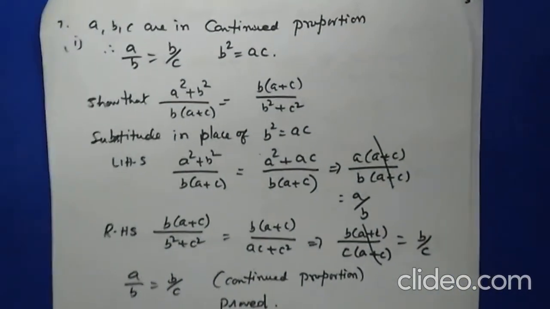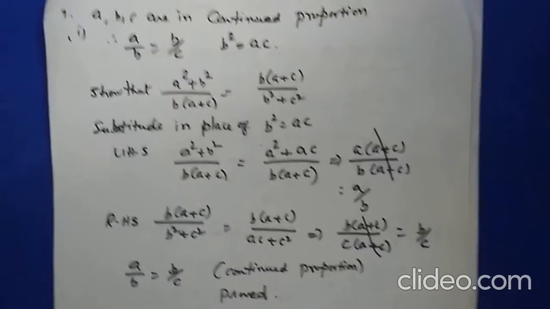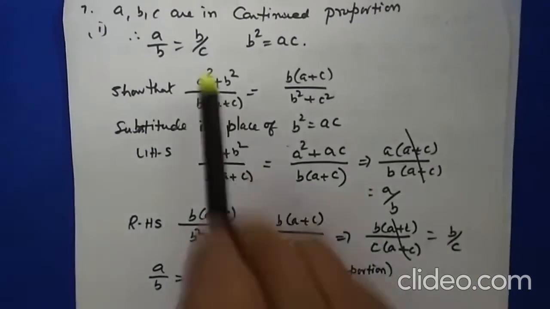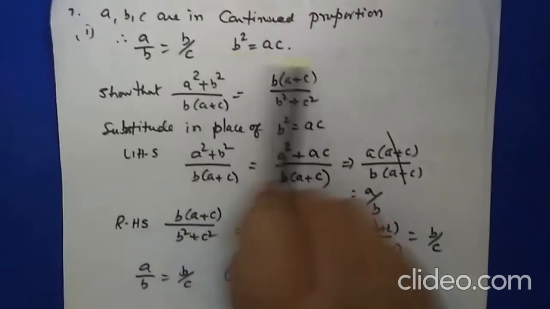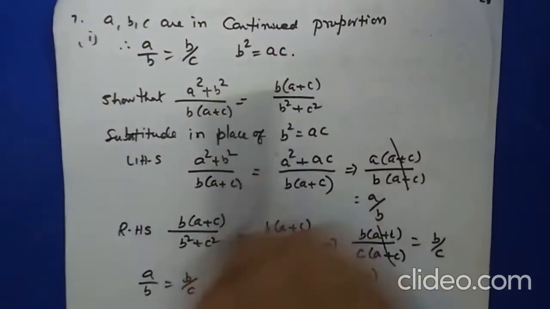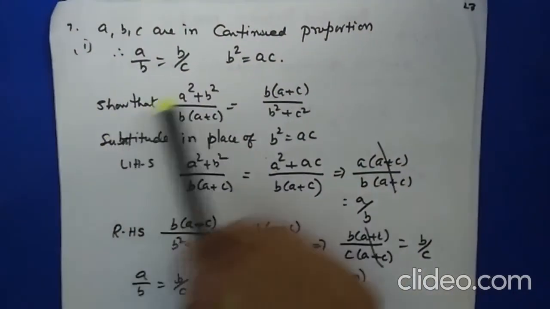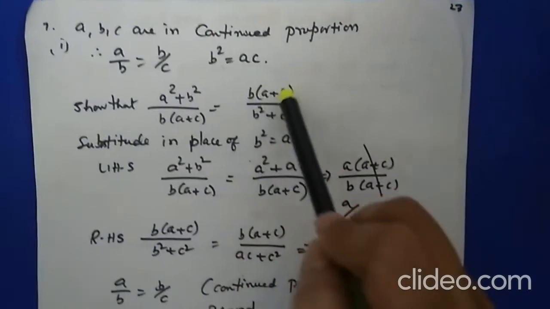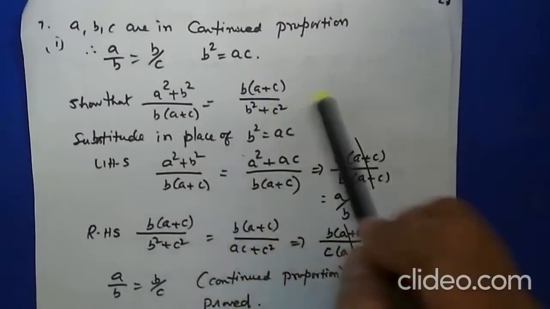Question number 7. A, B, C are in continued proportion. So immediately you have to write A by B is equal to B by C. That is B squared is equal to AC. This is the condition always for the continued proportion. What you have to show is that (A squared plus B squared) by (B into (A plus C)) is equal to (B into (A plus C)) by (B squared plus C squared).